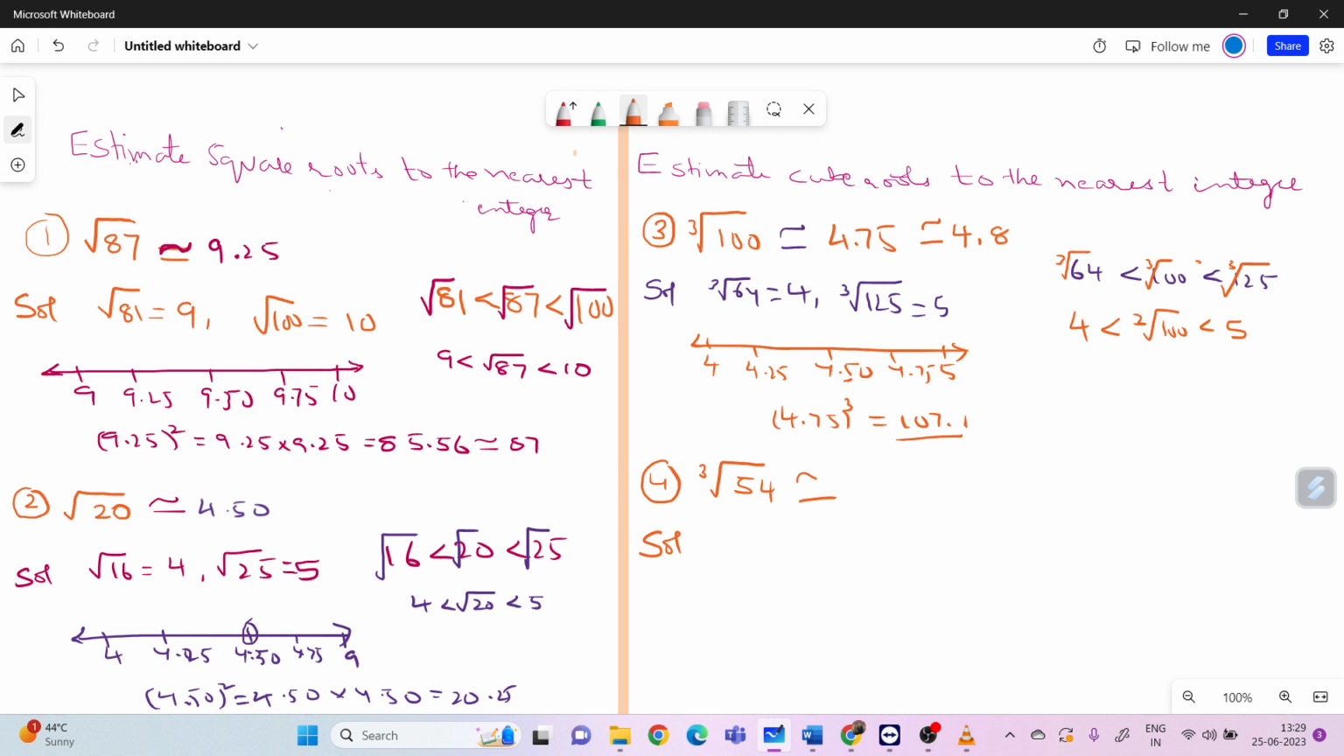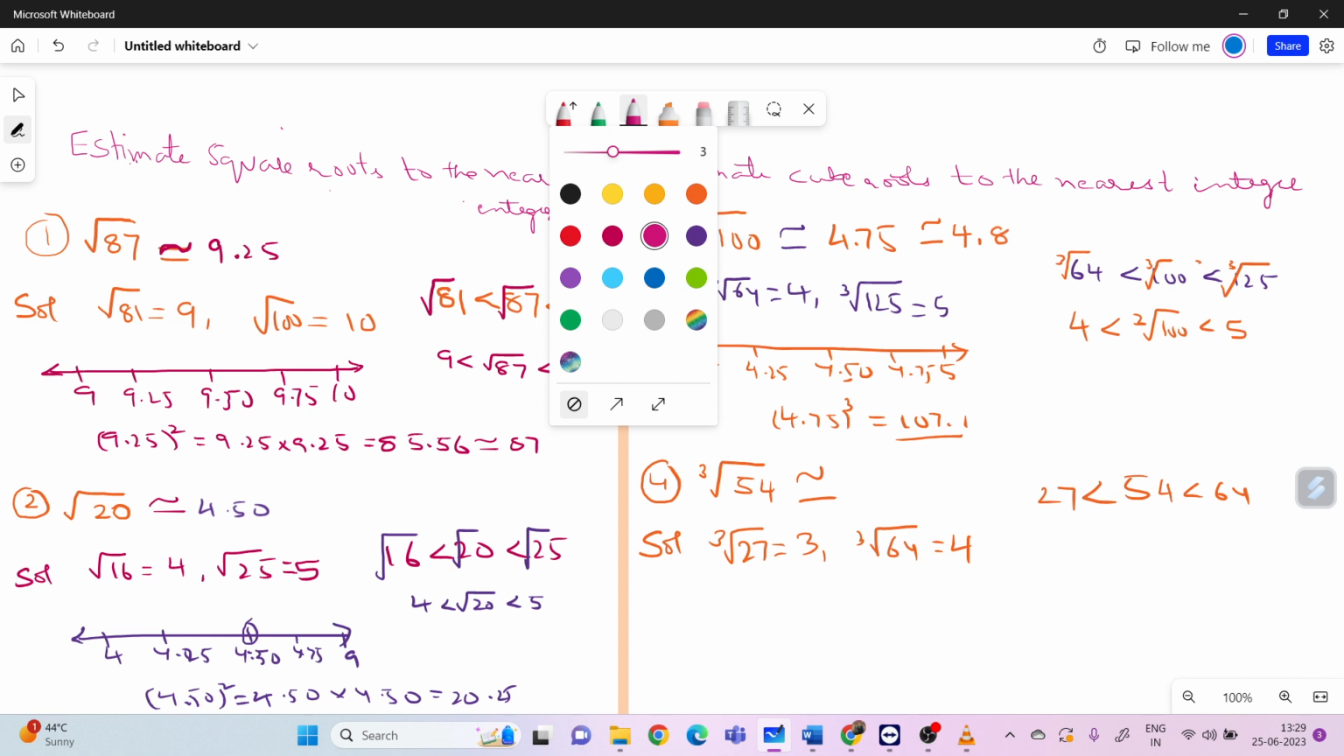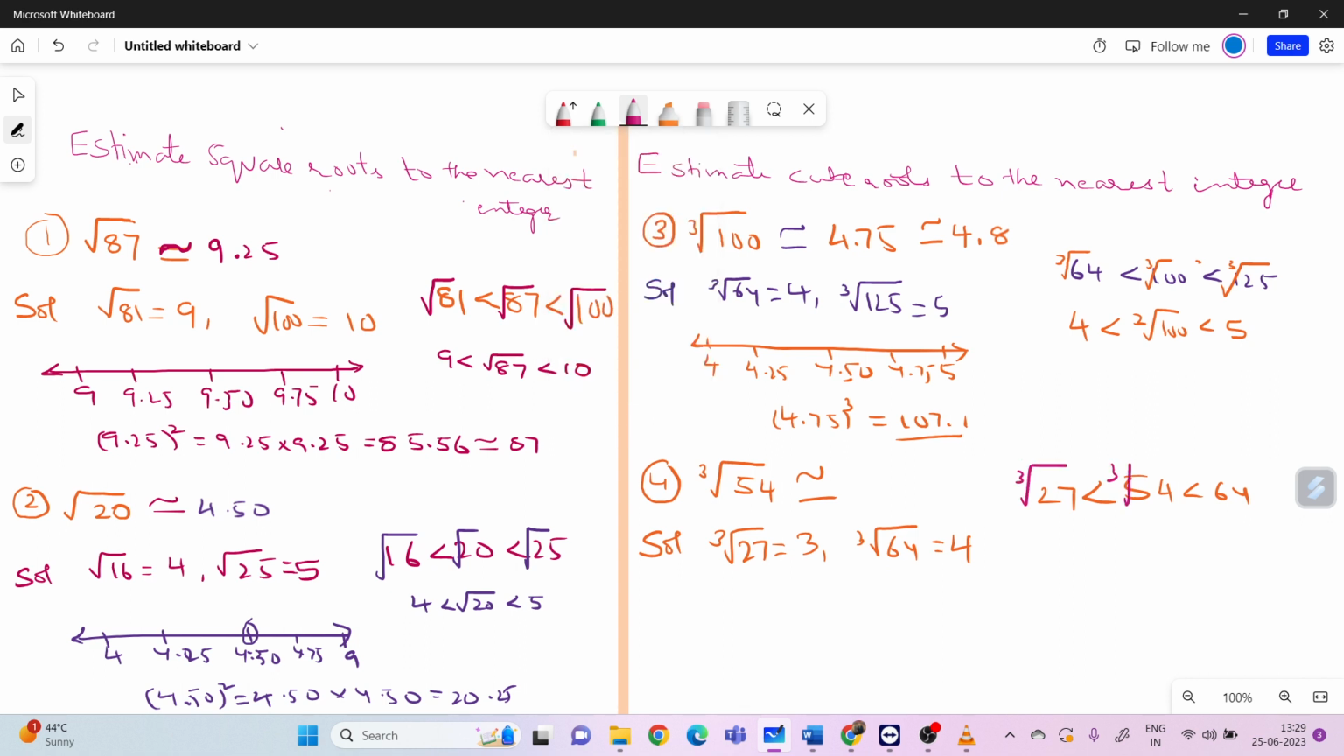So for this problem, cube root of 27 is 3. Cube root of 64 is 4. So that means our 54 is somewhere between this. So 27 is less than 54, and 54 is less than 64. Now cubing both sides. Cube root of 27 is 3. Cube root of 54 we are going to determine. And cube root of 64 is 4. So it lies between 3 and 4.